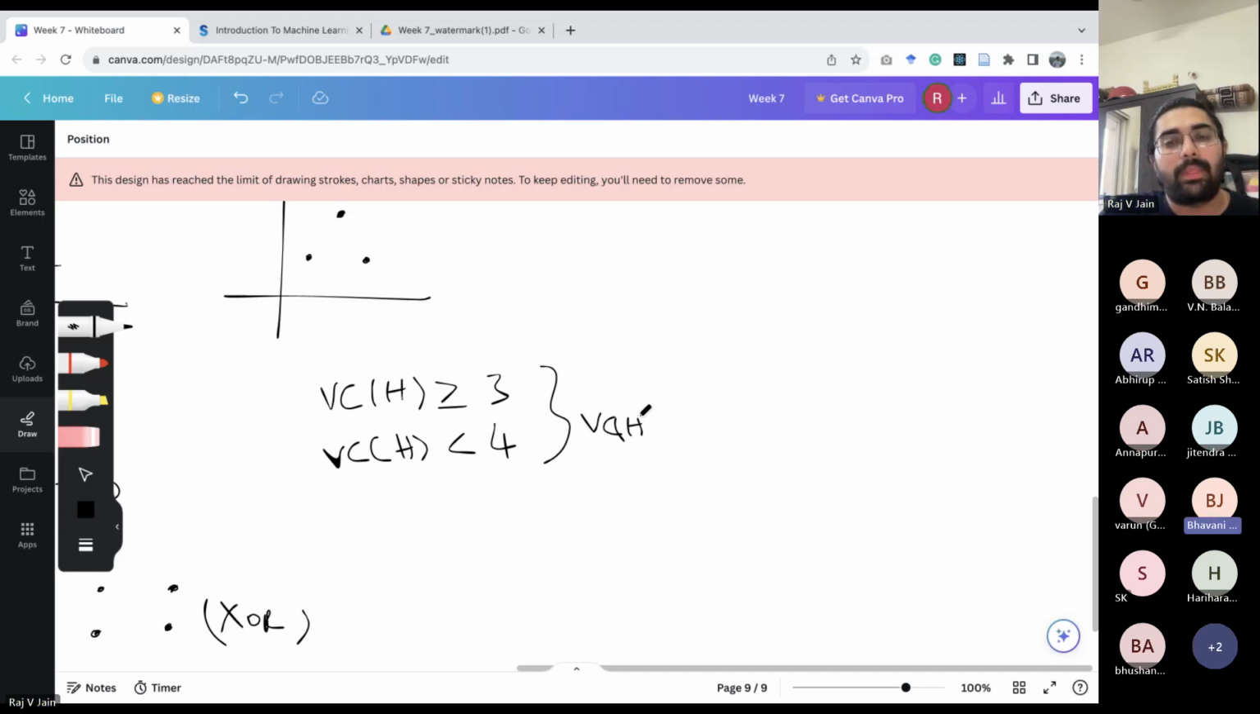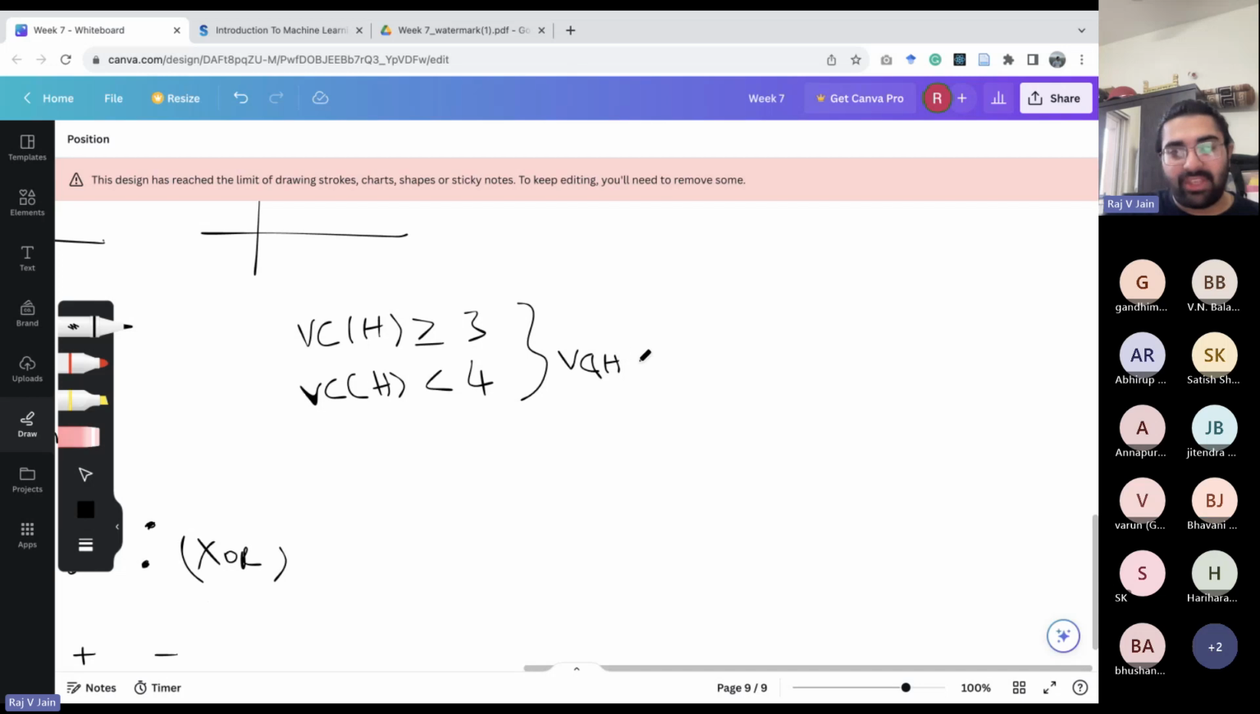So why are they defining it in two equations, sir? I can just say VC of H less than 4. Less than 4 means maximum 3 it can be. So that is why VC of H can be 3. Why are they giving two equations to explain one simple point of VC of H equal to 3? Okay, VC of H is now 3.